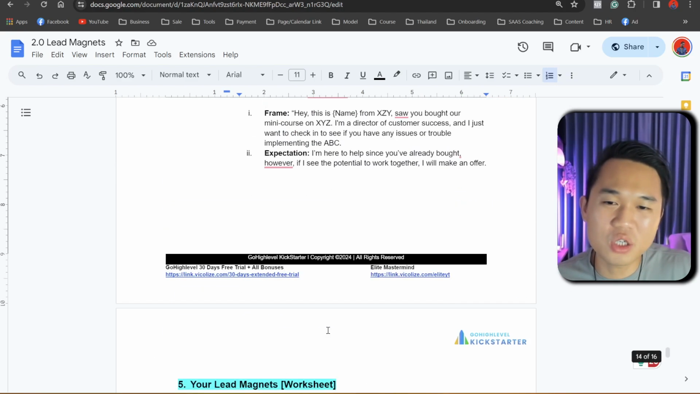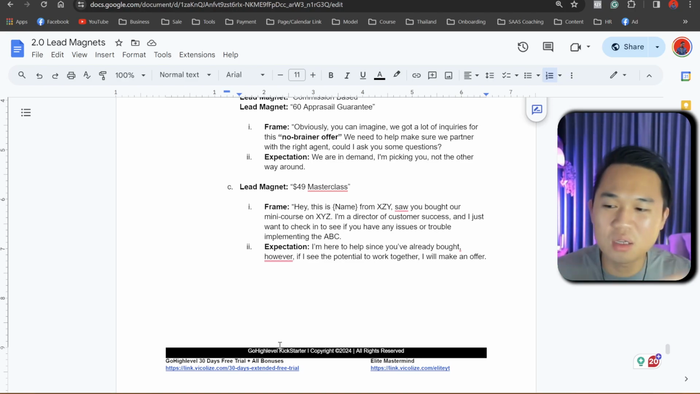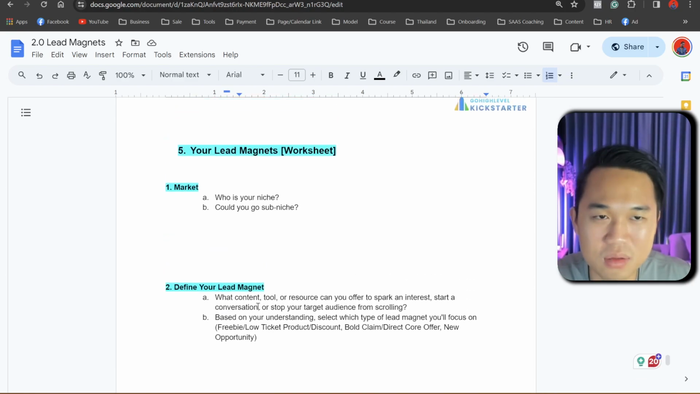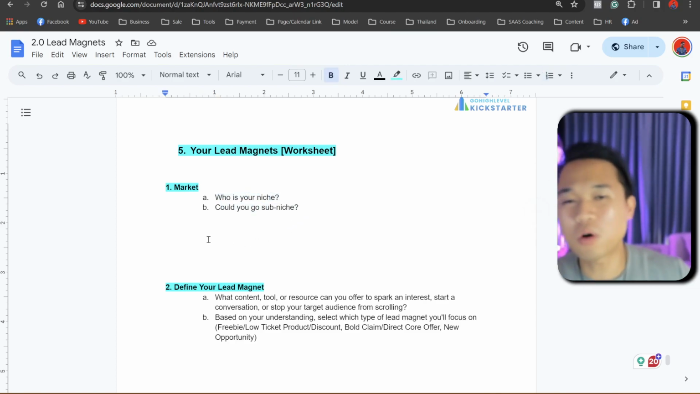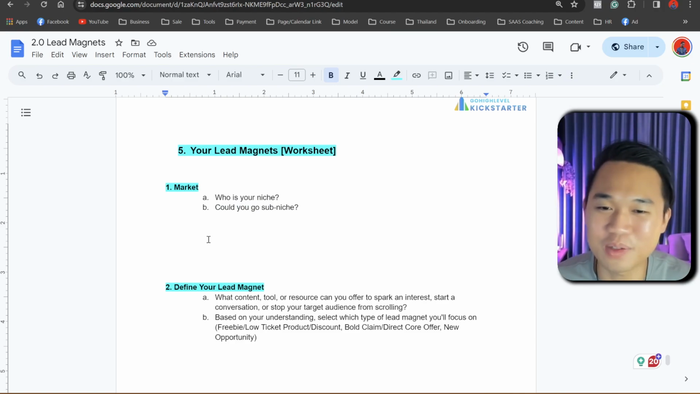So let's get to the worksheet. Now that you understand all this lesson, where we've spent nearly an hour explaining what it is and what you need to do, you need to go in and implement this in your real life, right? We're going to start off with the marketplace. Who's your niche? Could you go sub niche? Some niches are just too small, right? You can't go sub niche. For jewelry, for jewelers, no way you can go sub niche. There are already so few jewelers out there.